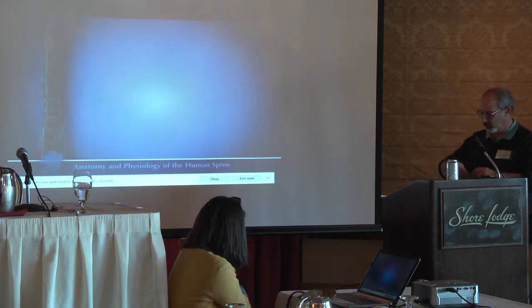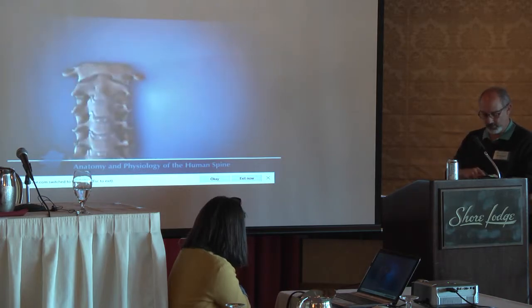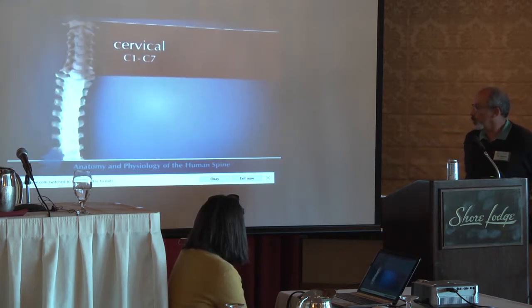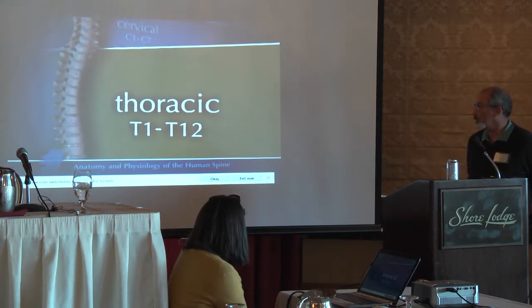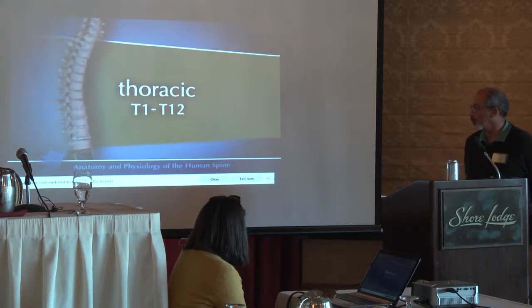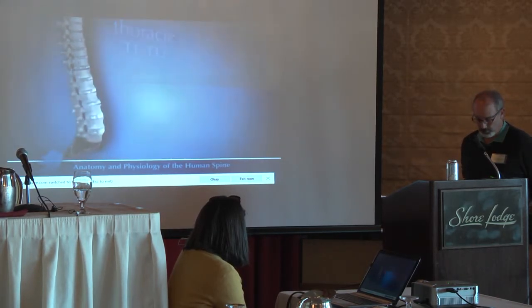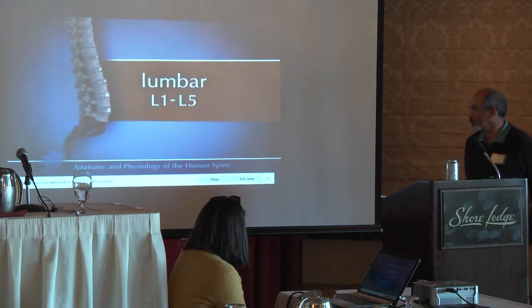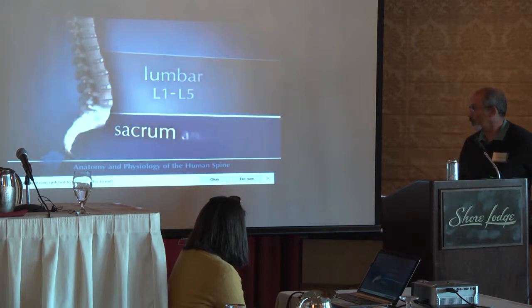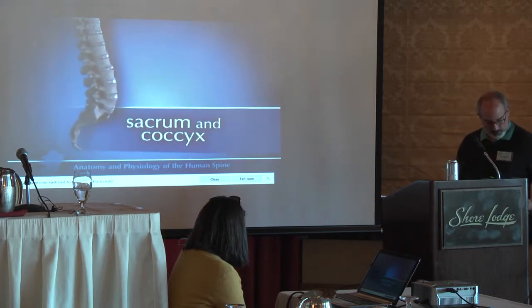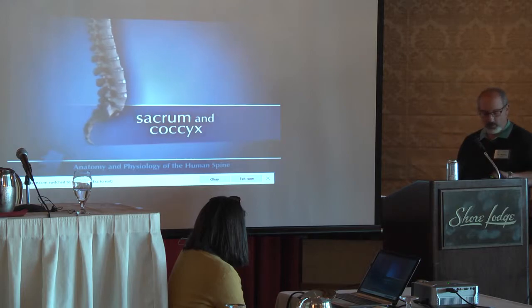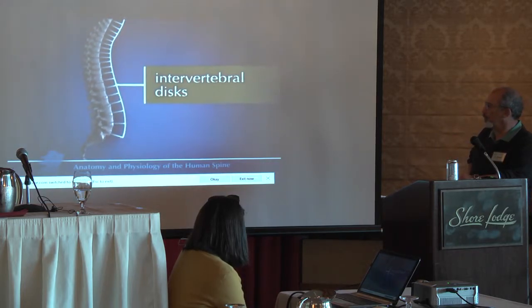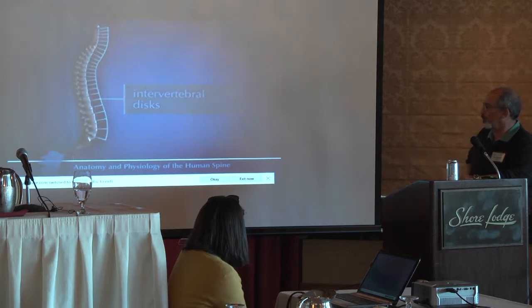The spine has 4 regions. Starting from the top, there are 7 cervical or neck vertebrae, labeled C1 through C7, 12 thoracic or upper back vertebrae, labeled T1 through T12, 5 lumbar vertebrae, designated L1 through L5 in the lower back, and finally the sacrum and coccyx, a group of bones fused together at the base of the spine. Intervertebral discs are located between each vertebra from C2 through S1.